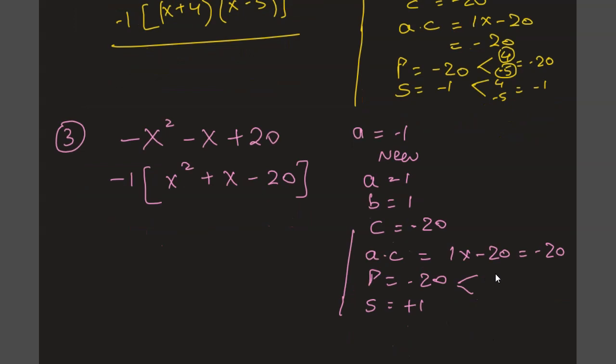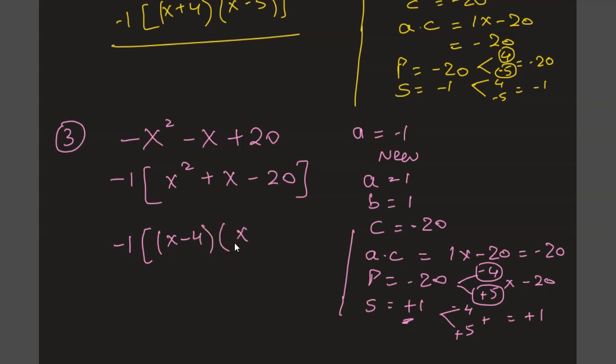Two numbers that give me a product of negative 20 are 4 and 5. I can get a sum of 1 by subtracting these two numbers. Because I want a positive 1, my bigger number is going to be positive in this case. So this is positive, this is negative. When I multiply these two, I get negative 20. When I add these two, I get a positive 1. So the two numbers I have now are negative 4 and positive 5. My result is x minus 4, x plus 5. This way we are done factoring trinomials in which the a value is negative 1.